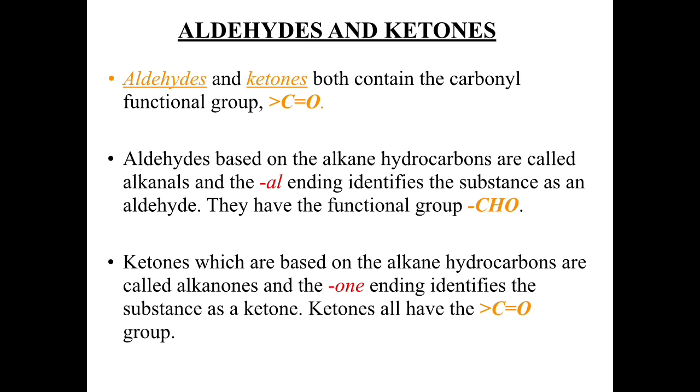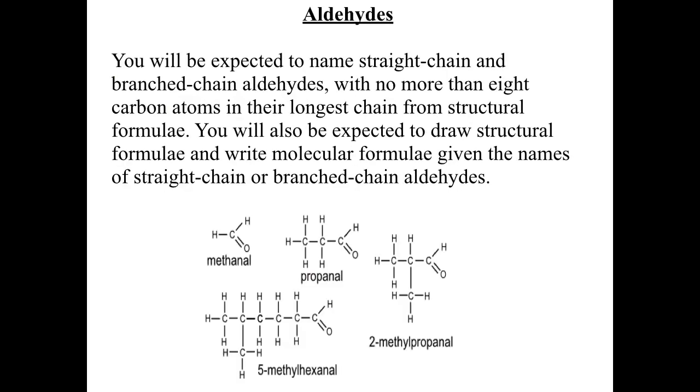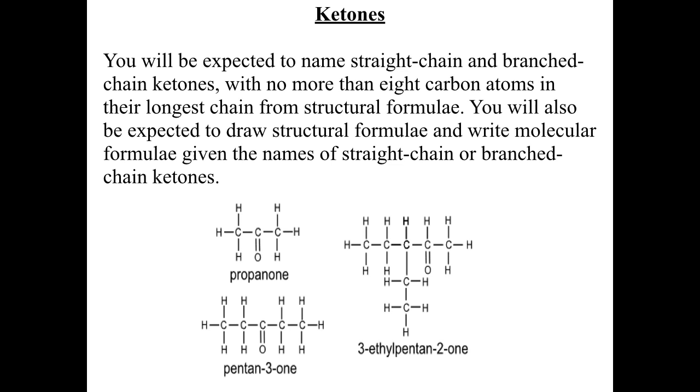The ketones, the double bonded oxygen, will be on a carbon that's fastened to two other carbons, and they will always finish with the term -one. Here is a selection of aldehydes: methanal, propanal, 2-methylpropanal. And here is a selection of ketones: propanone, 3-ethylpentan-2-one.